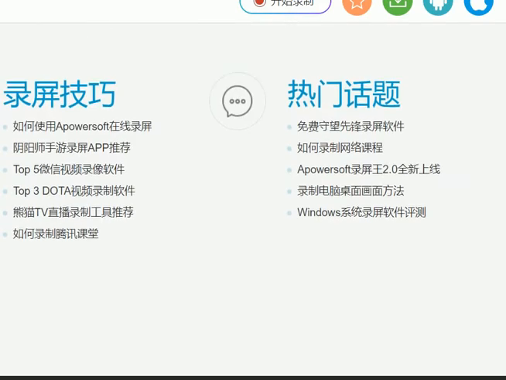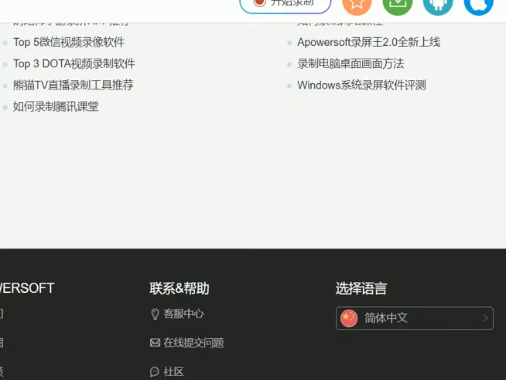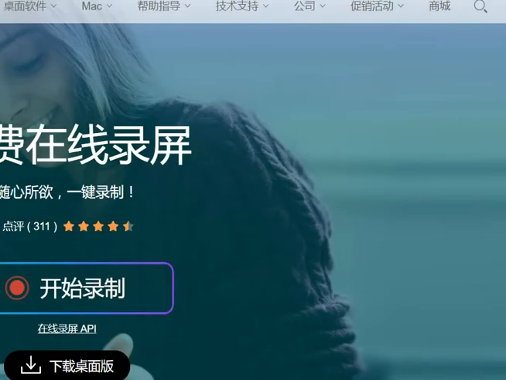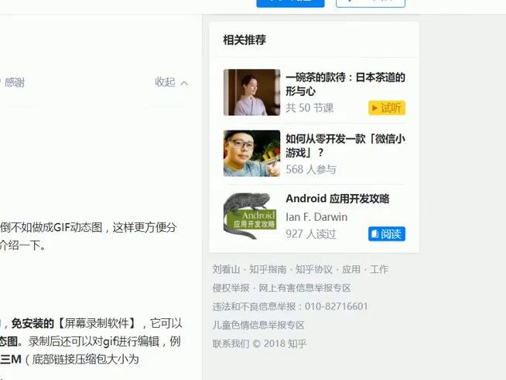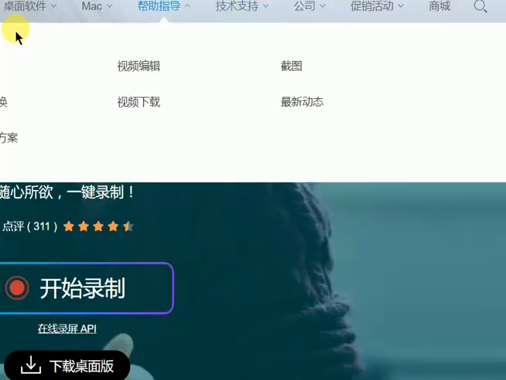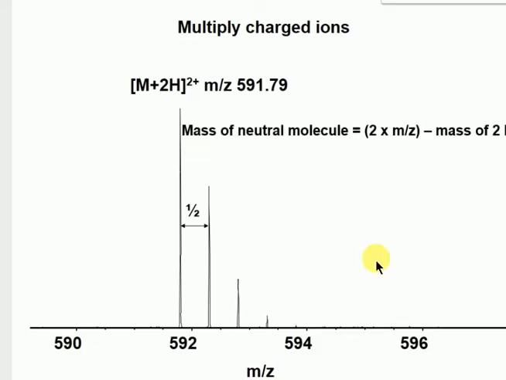So we want to work back towards the mass of the neutral molecule. Then we need to multiply the mass to charge by 2, because we know the charge is 2. So if we want to work out what the mass is, we've got to multiply it by 2. And then we need to subtract the mass of the 2 protons.